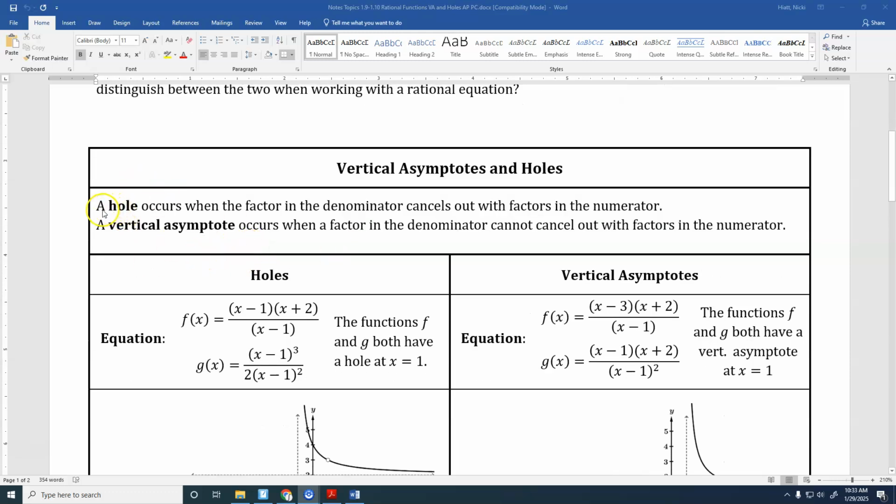Looking down here, a hole occurs when the factor in the denominator cancels out with the factors in the numerator. A vertical asymptote occurs when a factor in the denominator cannot cancel with the factors in the numerator. It's important to remember, just like yesterday when we were doing zeros, zeros always came from the numerator, right? We always looked at the numerator. We only looked at the denominator to rule out a zero that might also be a discontinuity.